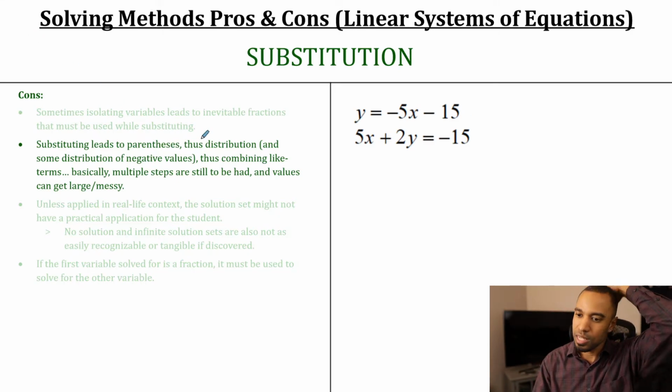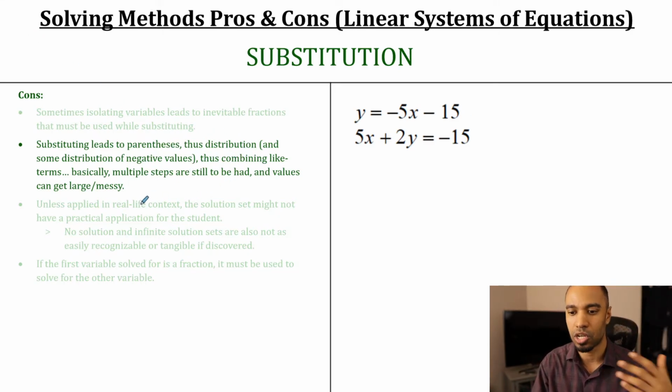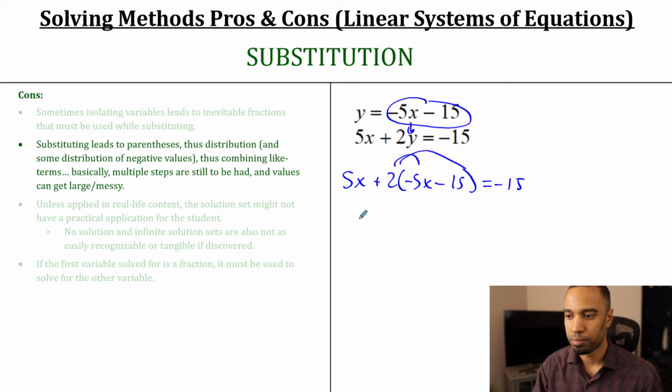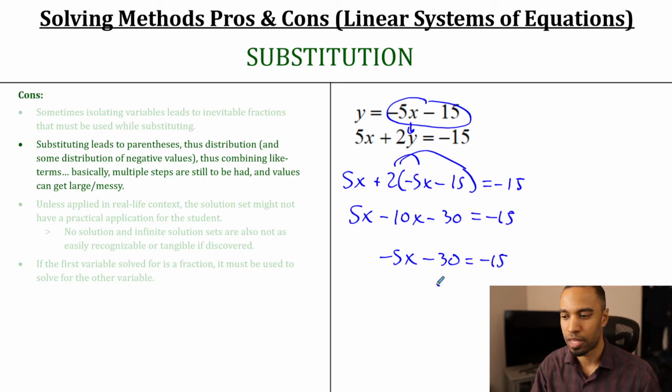Substituting leads to parentheses, thus distribution, thus combining like terms. Basically, multiple steps are still to be had. Sometimes it can get large and messy. So let's say that I take this one right here, once again through substitution. What are the steps? I got to first substitute. Then I have to distribute. Then I have to combine like terms. Then I have to move the thing over. And then I divide.